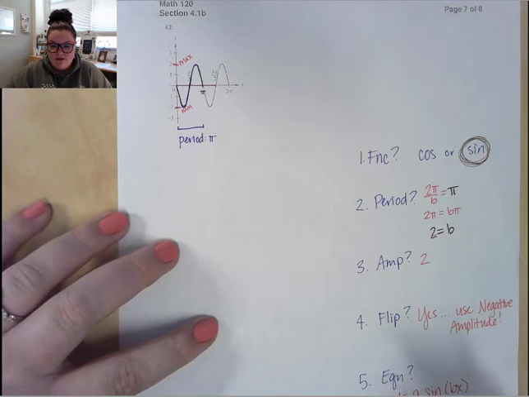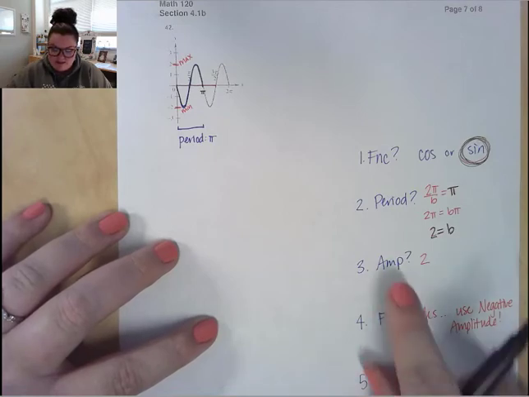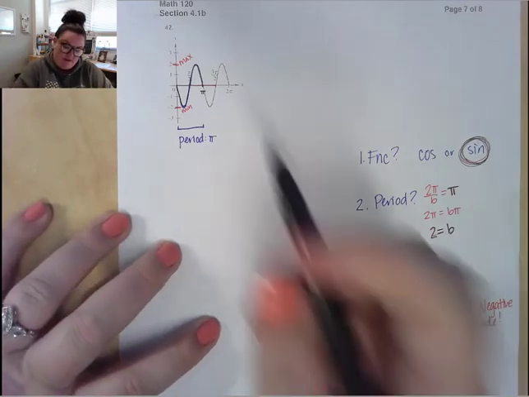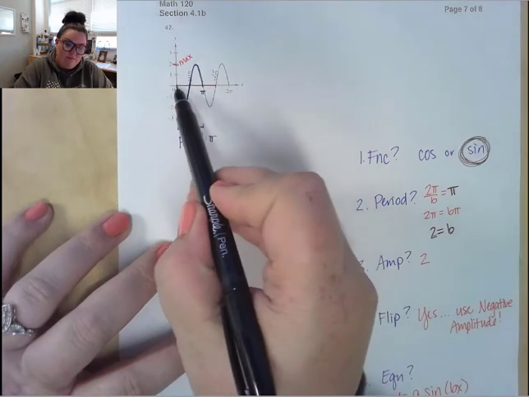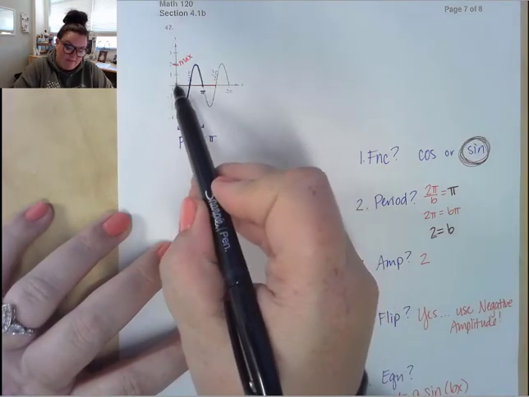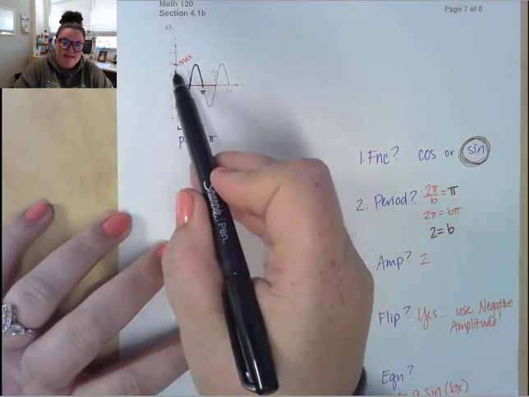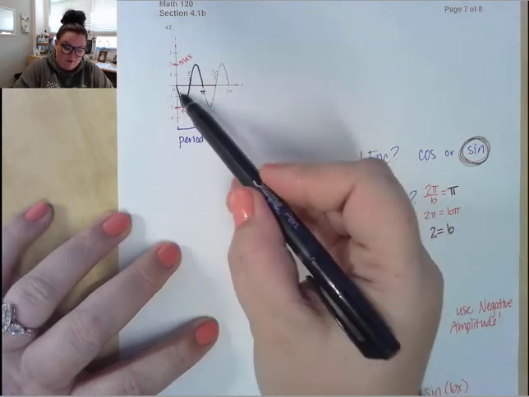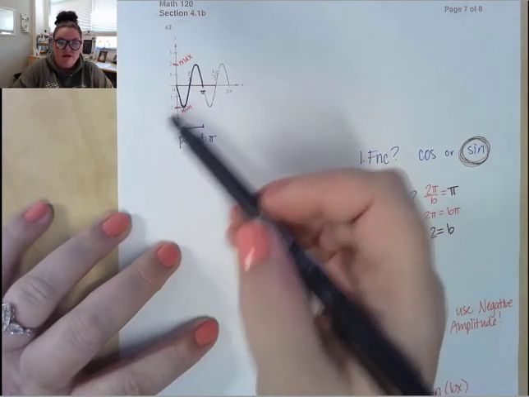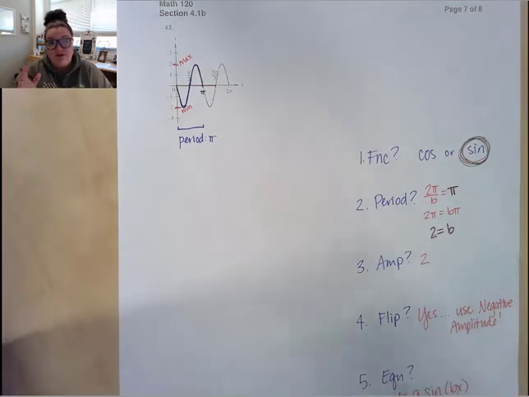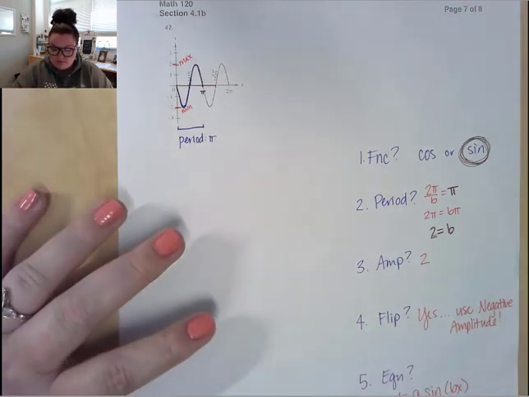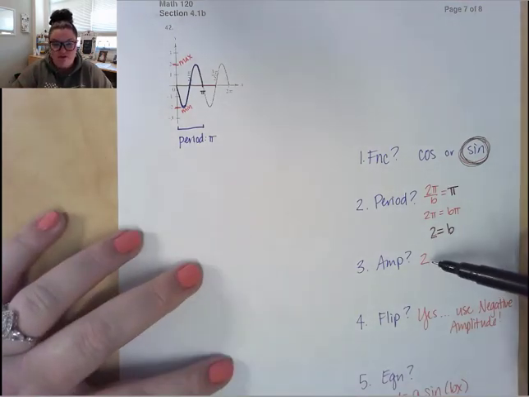Okay, so I'm a little bit closer. Then I need to know my amplitude. So I look from my vertical center up to my maximum value, and I can see that's a distance of 2, right? Or if you look to your minimum value, same thing. We're taking the distance, so make sure you take the absolute value of it. So our amplitude is 2.